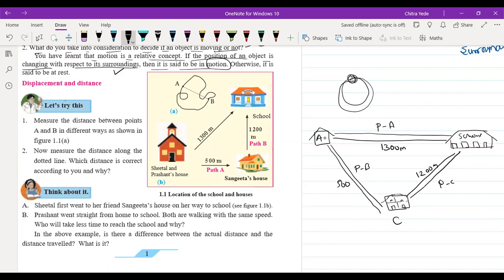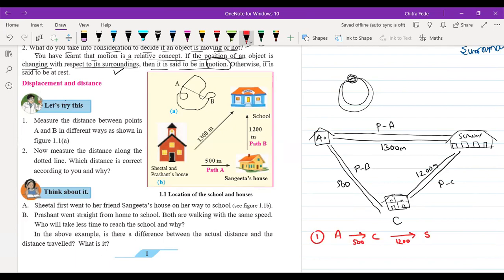So let's discuss the first condition. Condition number 1: Arham used to go to Chaitanya's home, and then they move together to the school. That means Arham has to cover first 500 meter and then 1200 meter of distance, right?